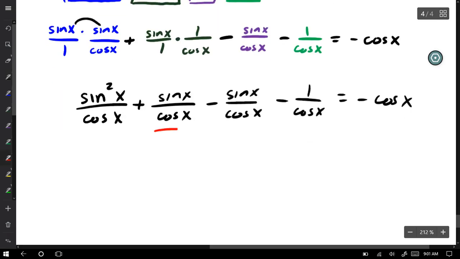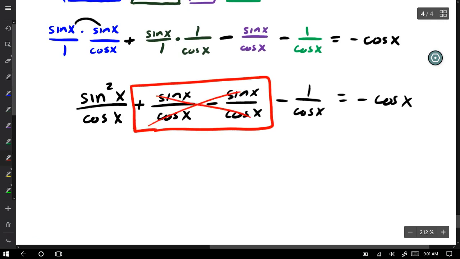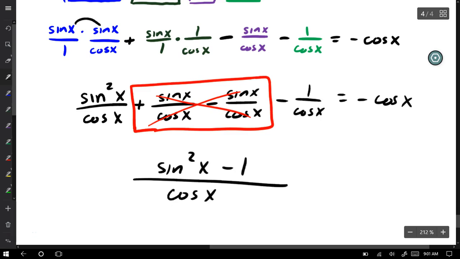And I'm also going to notice these are the same except for opposite operations. So those are going to cancel out when I combine them together. So let's merge them into one fraction. And I have sine squared of x minus 1 over cosine of x equals negative cosine of x.